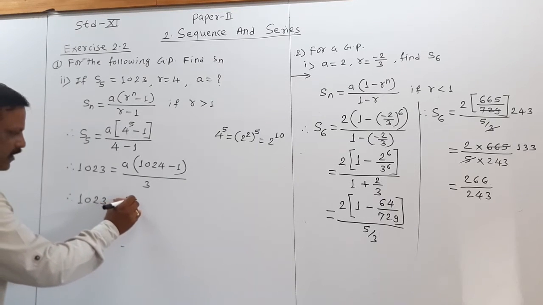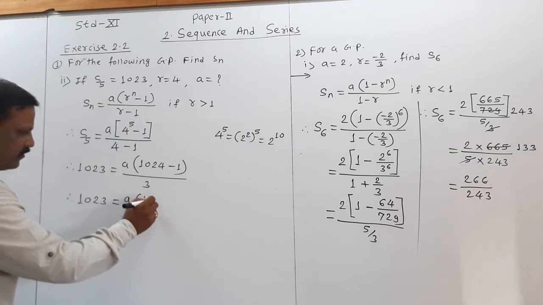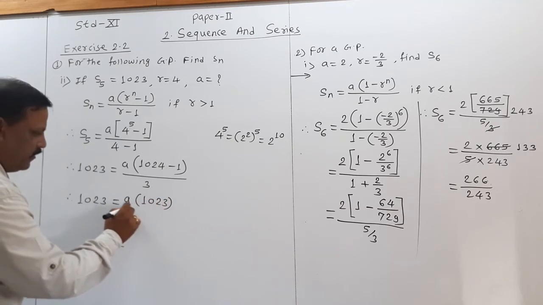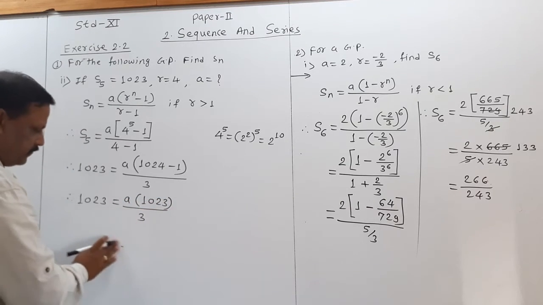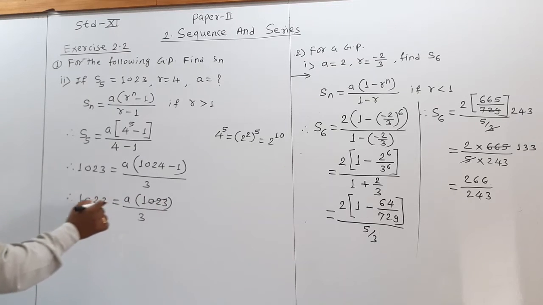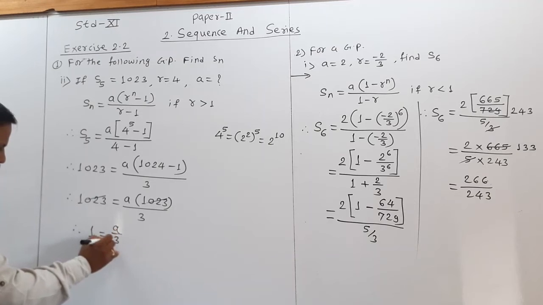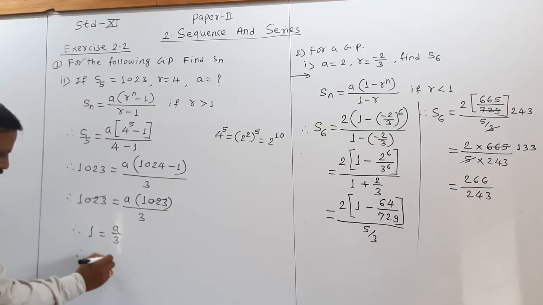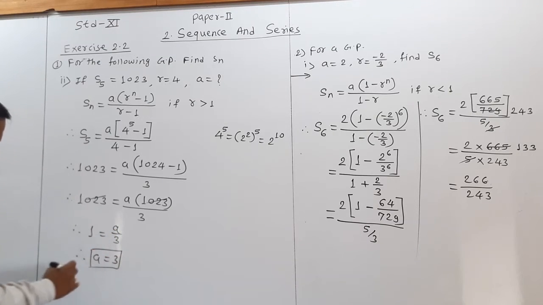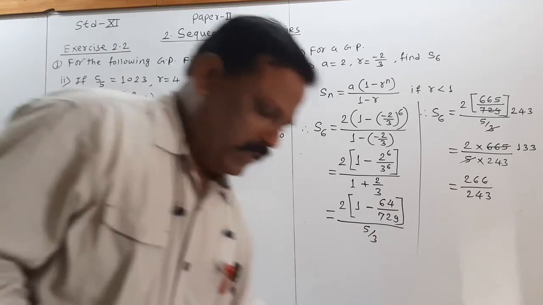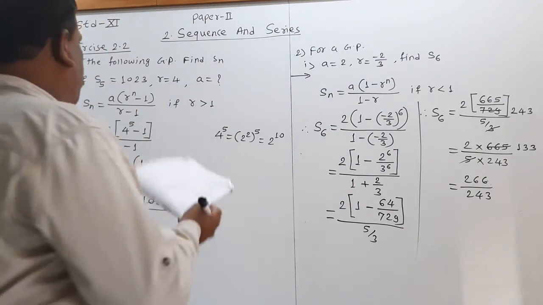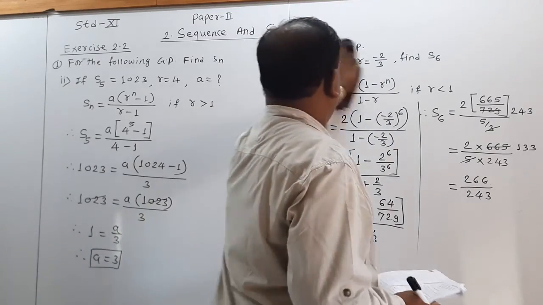So a multiplied by 1023 divided by the 3. These two are cancelled. 1 equal to a upon 3. So we get a is equal to 3. A equal to how much? 3. So that is the number 7.